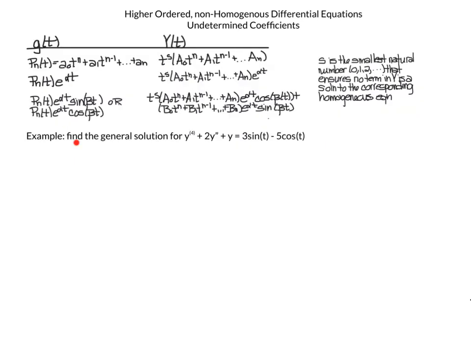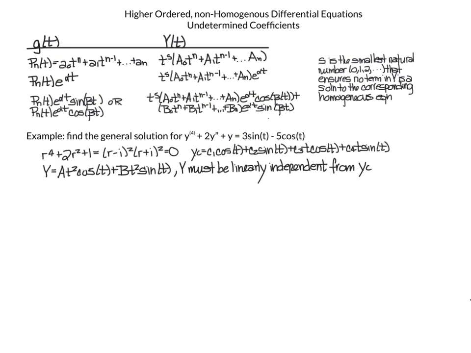Our first example is to find the general solution for the fourth derivative of y plus 2y double prime plus y equals 3 sine of t minus 5 cosine of t. Just like for second order differential equations, the first step is to solve the homogeneous equation. It gives us the characteristic equation r to the fourth plus 2r squared plus 1, which is equal to (r minus i) squared times (r plus i) squared.